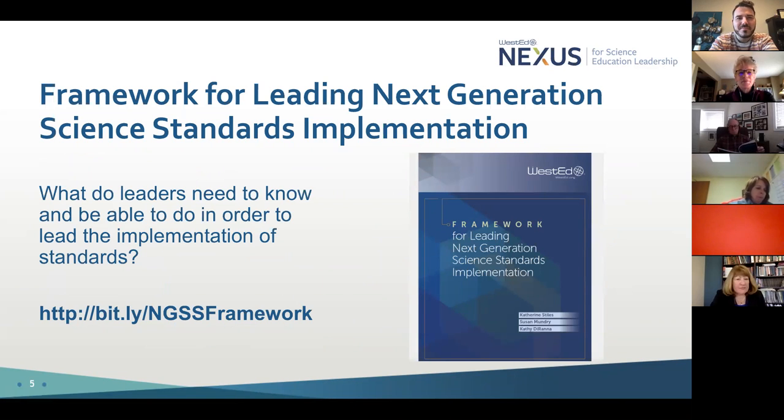So I think you've all seen the Framework for Leading Next Generation Science Standards Implementation that was developed last year, prior to us kicking off NEXUS. In a way, it was a precursor to really thinking about what is some of the content and the areas of work that NEXUS can support a cadre of leaders in. And the framework addresses the big question of what do leaders need to know and be able to do in order to lead the implementation of standards. And you can find it right there at that link. Next slide, Anna.